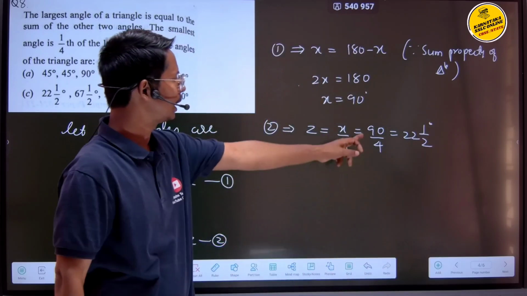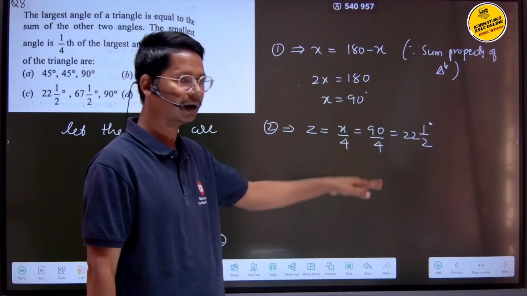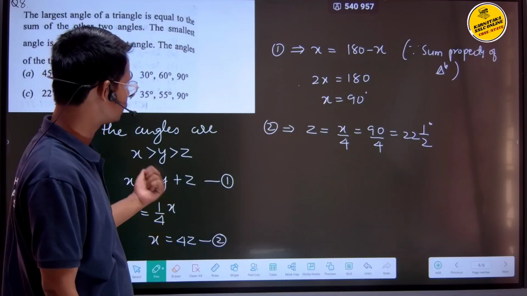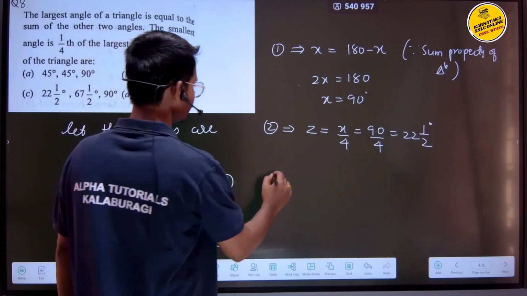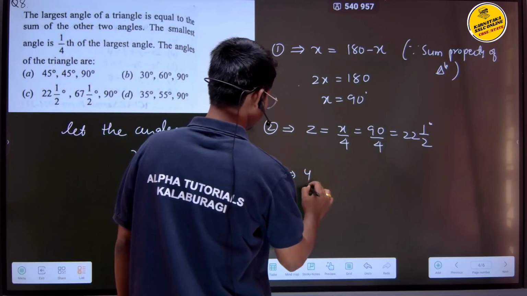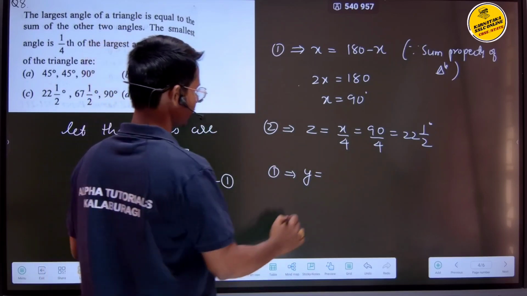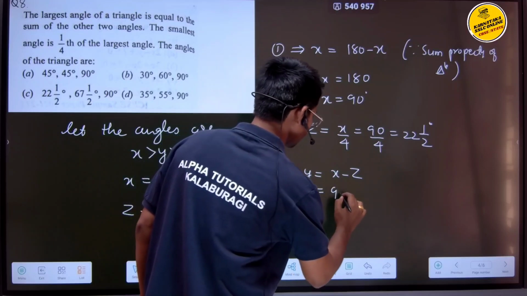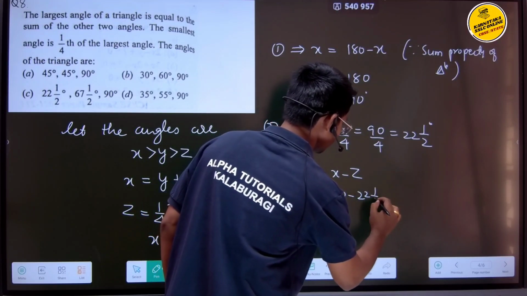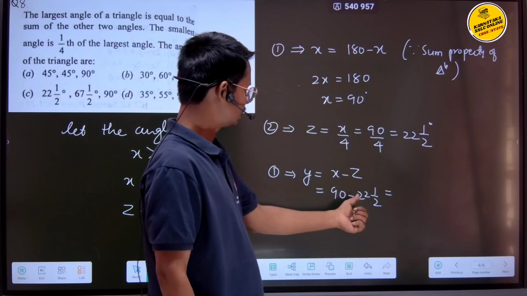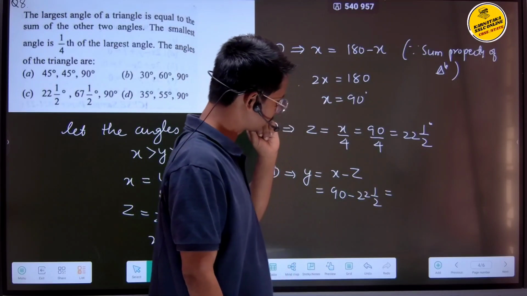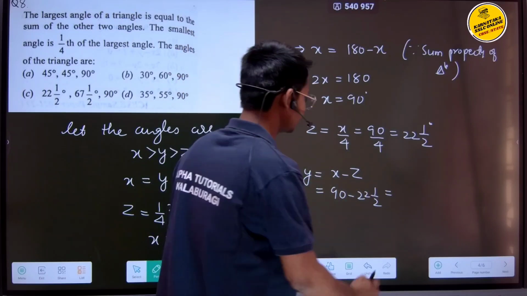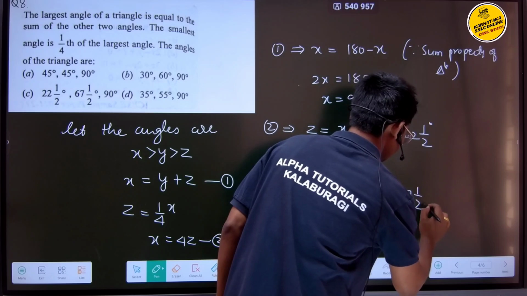Correct? 90's half will be 45, and further half will be 22 and a half. Okay, yes. Next I need to find y, so I have to make use of equation 1 again. So equation 1 implies y equals x minus z. Okay, x is 90 and z is 22 and a half. So 22 and a half to 30 will be 7.5, and 30 to 90 will be 60, so in total you'll get 67 and a half degrees.